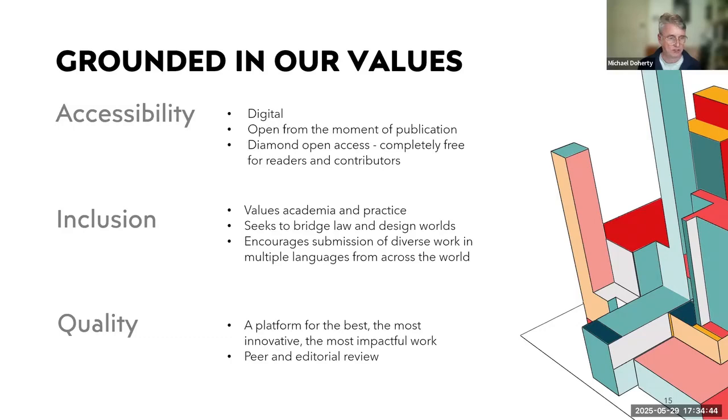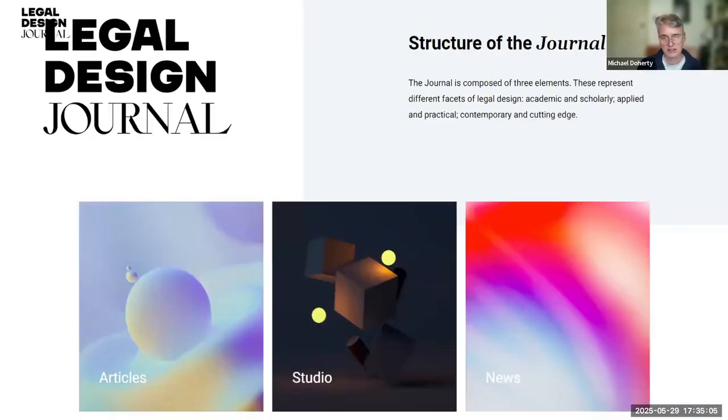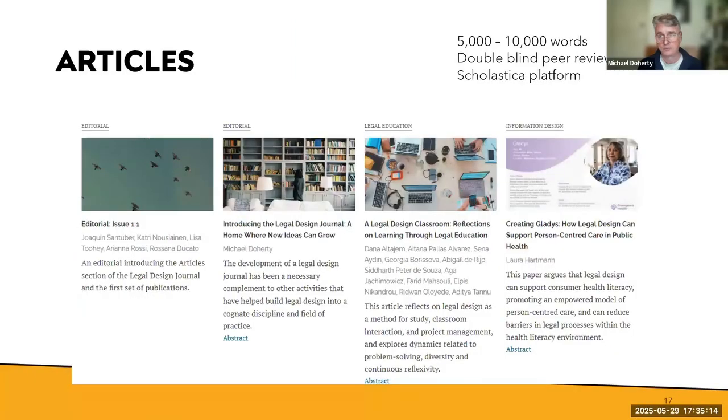And our user research told us that people wanted this to be a high quality journal. They wanted us to really exercise editorial control to make sure that what we published was the most innovative and the most impactful work. So we have a range of different review policies for different parts of the journal. So this is essentially the structure we came up with. We have an article section, a studio section, and we've tried to have a news section, although that's not really worked. The article section is for scholarly publishing.